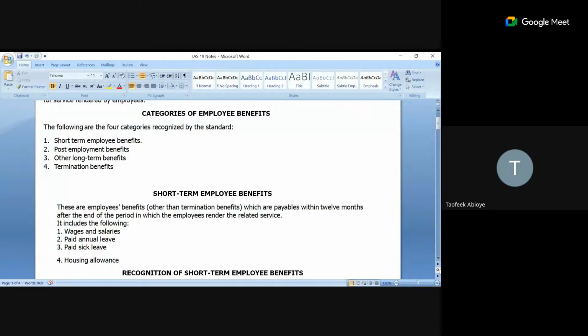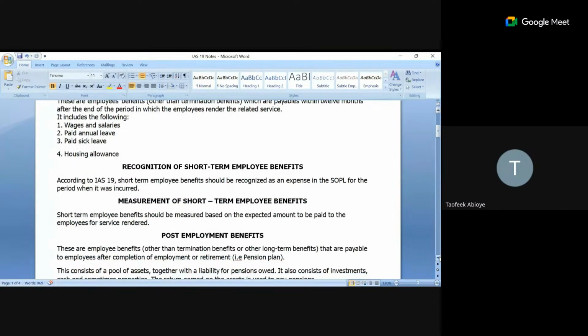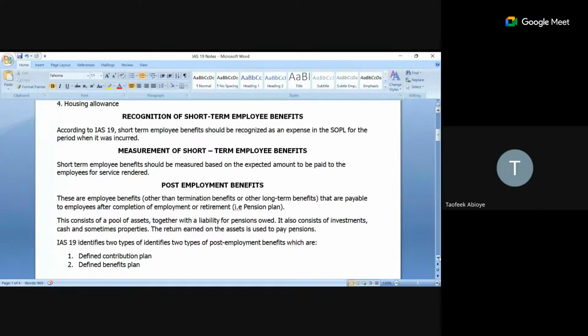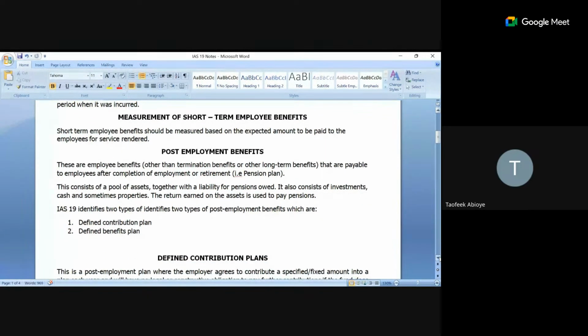Let me quickly talk about termination benefit. Just by the name, this is a benefit that is payable to an employee when the employment contract is terminated. So the standard just talks about it. In fact, when you check past questions or in ACCA or the like, you cannot see a question asking you what is termination benefit. The key part of IAS 19 is about post-employment benefits, and that's where we are going. Post-employment benefits. And what is post-employment benefit?